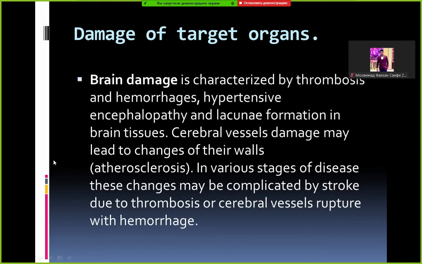Brain damage. Brain damage is characterized by thrombosis and hemorrhages, hypertensive encephalopathy, and lacunar formation in brain tissue. Cerebral vessels damage may lead to changes of their walls, to development of atherosclerosis. In various stages of disease, these changes may be complicated by stroke due to thrombosis or cerebral vessels rupture with hemorrhage.